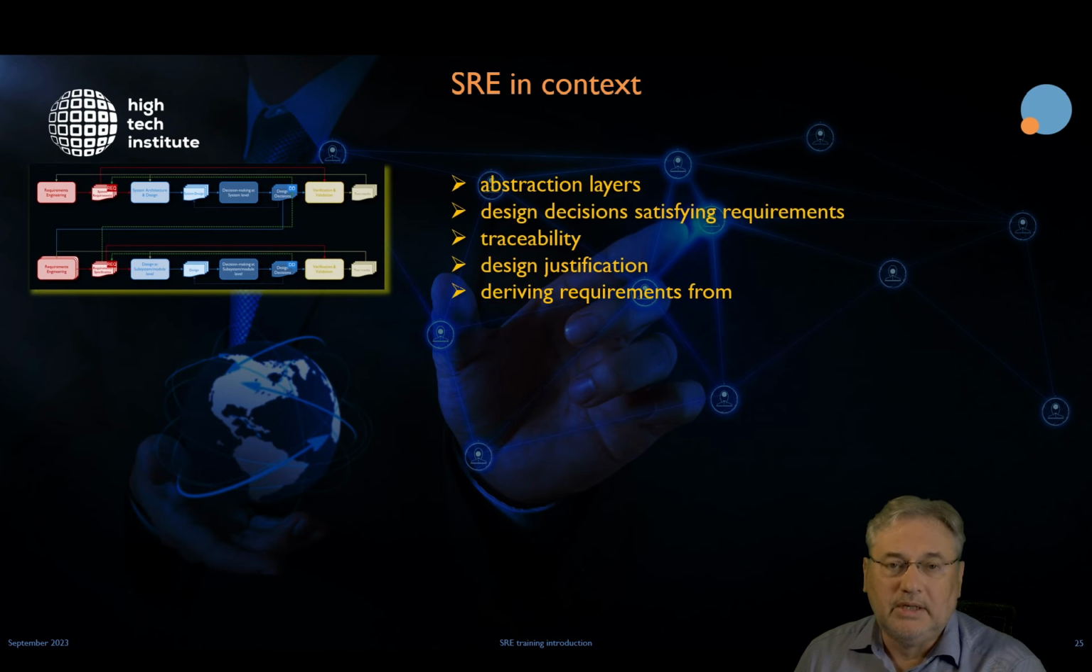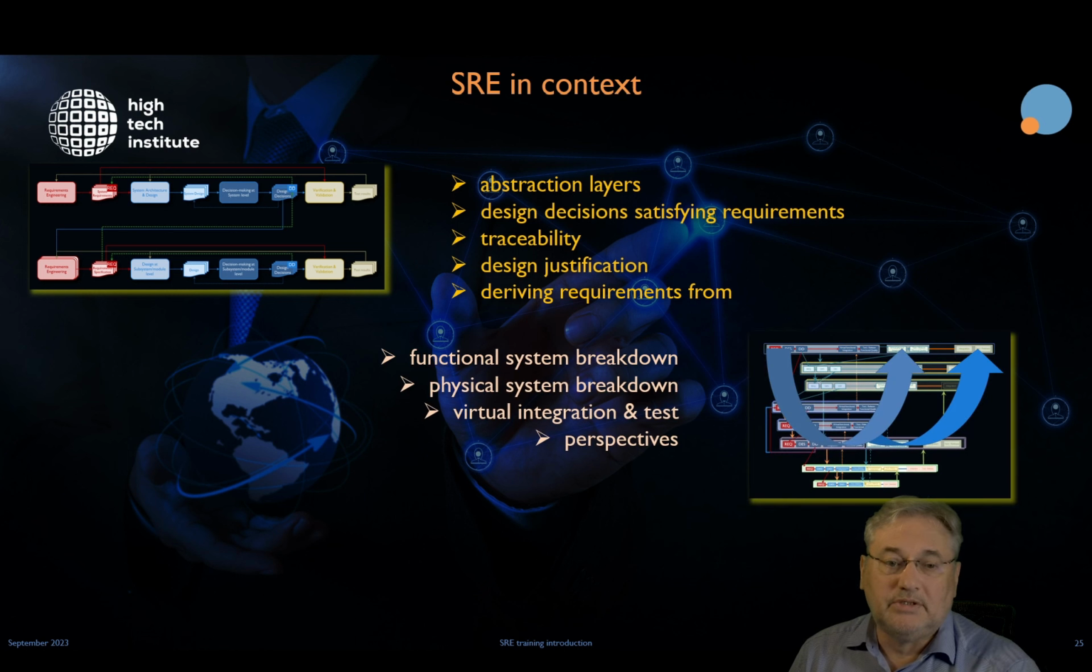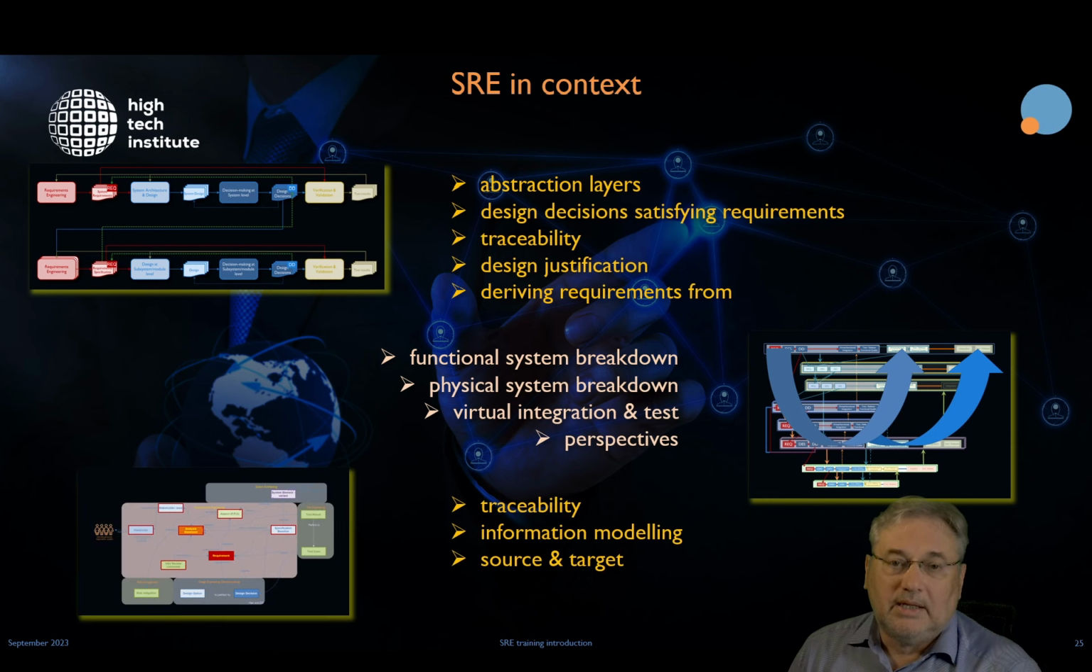So in summary, we will look at the product engineering process as the context for requirements engineering. We will talk about the several abstraction layers, the design decisions, and traceability in there. We will have a look at the functional breakdown and the physical breakdown and the different perspectives that we will have when we talk about the W model and the consequences for requirements in that.